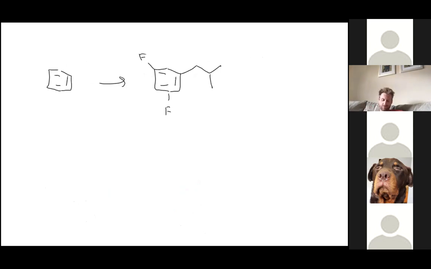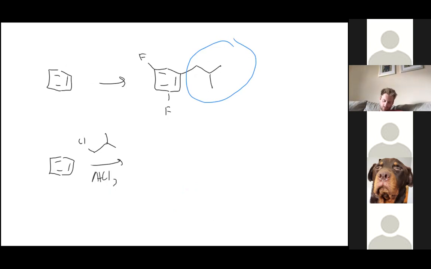Okay. Something to note is that if we just try to add this group here, it's going to do a rearrangement. If you remember back to Friday, we talked about how because this would generate an actual carbocation, it would do a hydride shift to get to this product instead.